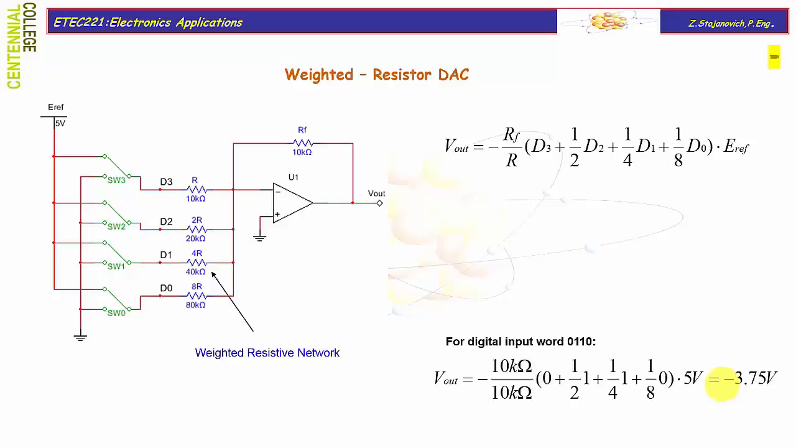The main disadvantage of a rather simple DAC like this one is the selection of binary distributed resistors, especially in case of high resolution.